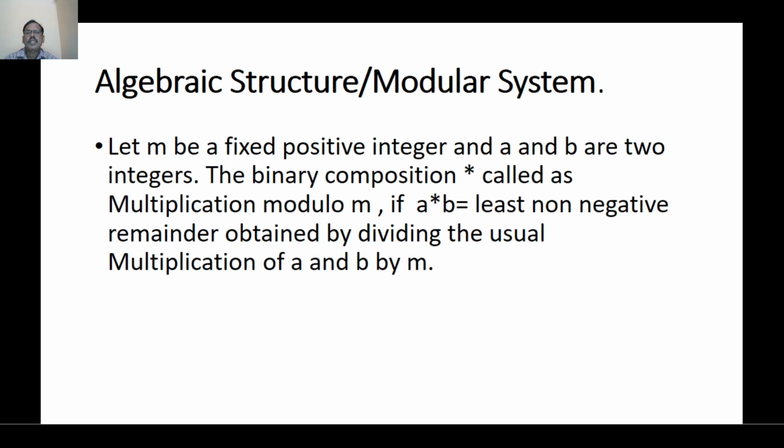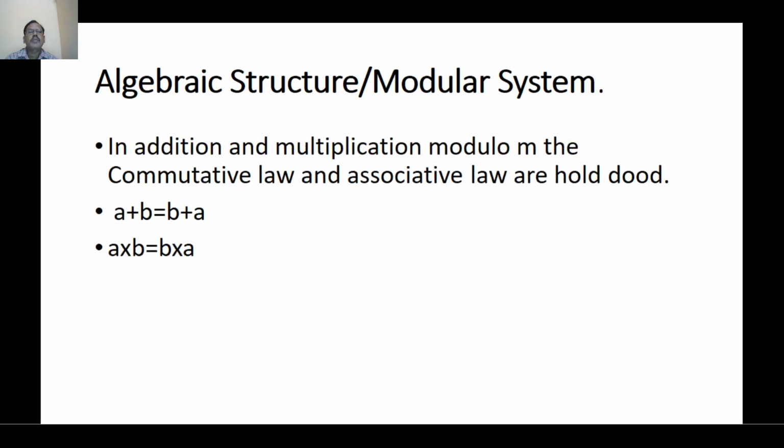That is, a star b is replaced by the least non-negative remainder obtained by dividing the usual multiplication of a and b by m. This is called modulo systems. This is called addition modulo m and multiplication modulo m. The addition and multiplication modulo m hold the commutative law and associative law. It is very simple. Addition modulo m and multiplication modulo m satisfy both commutative and associative properties.